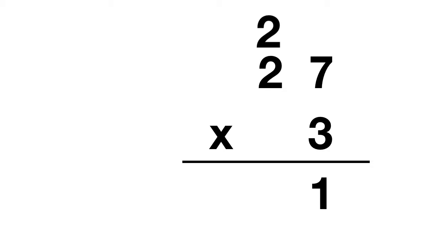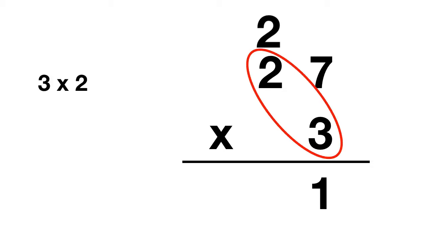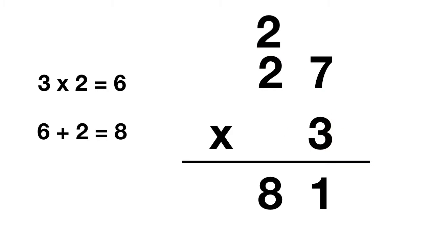Now what should I do next? Well, next you should multiply 3 times 2 to get 6. But don't forget the 2 that you regrouped and add it in. So 6 plus 2 equals 8. What you need to put below is an 8. 27 times 3 equals 81.